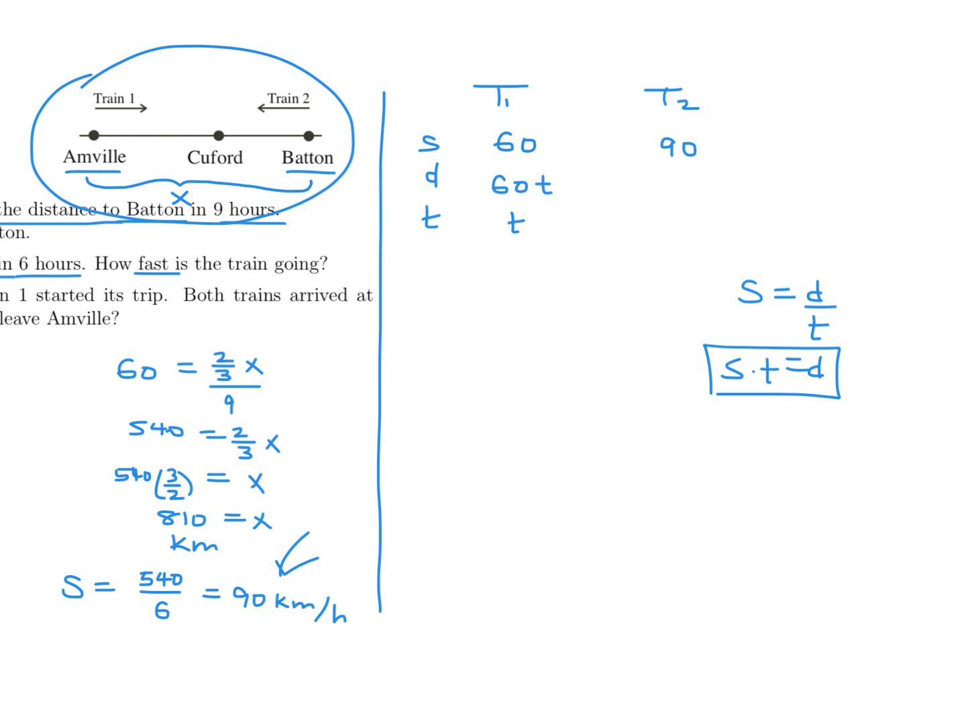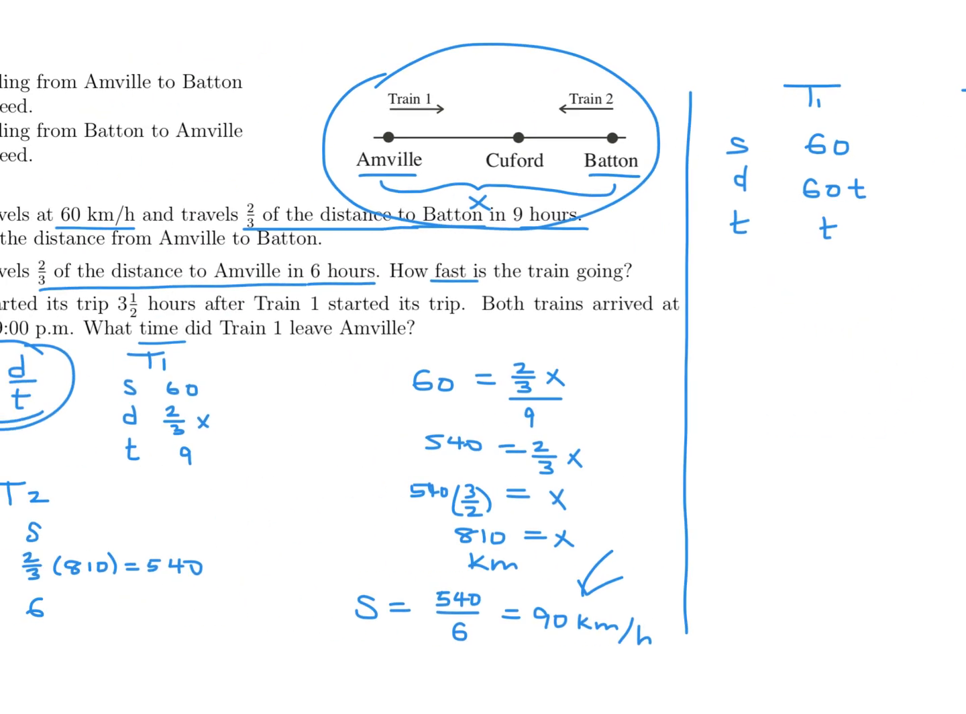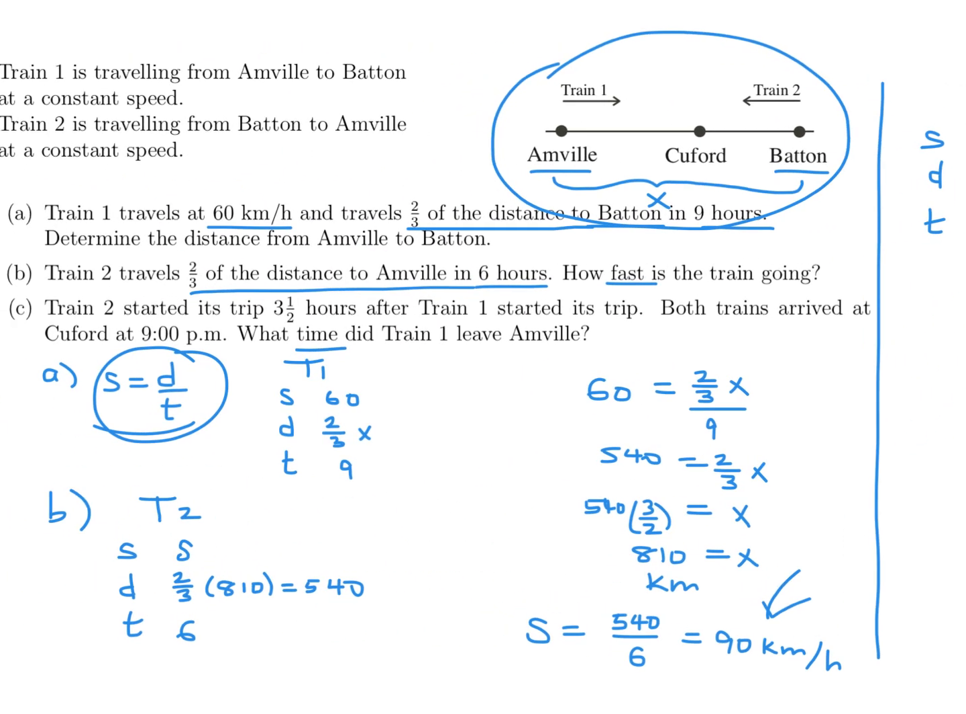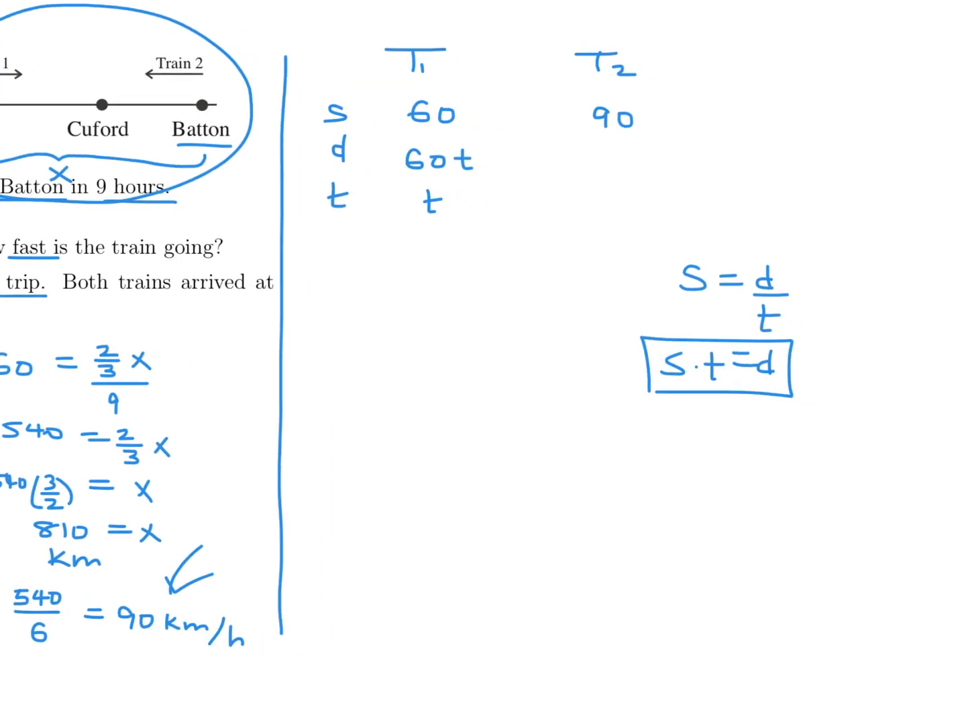And for train 2, that train is a little bit different because train 2 started its trip 3.5 hours after train 1. So that means train 2's time is 3.5 hours less. So this would actually be t minus 3.5. I just have to make sure I do that correctly, because if I don't, then it'll all get messed up. I'm pretty sure that's correct.